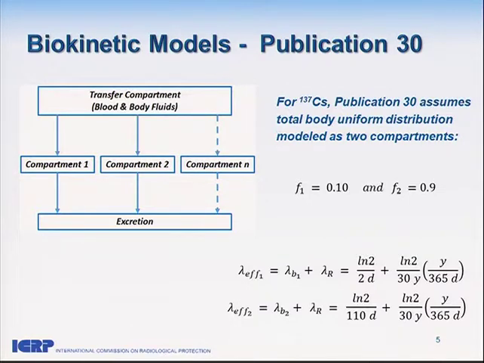So in this example for cesium-137, the whole body is the source, and we modeled it as simply two compartments with uptake at T equals zero, uptake fractions of 10% and 90%. And then to look at the removal from these two compartments, we had to assign a biological half-life. In this case, we had 2 days for the first compartment with the 10% uptake and 110 days for the second compartment. Adding the radioactive decay constant, then we get an effective decay constant that can be applied.